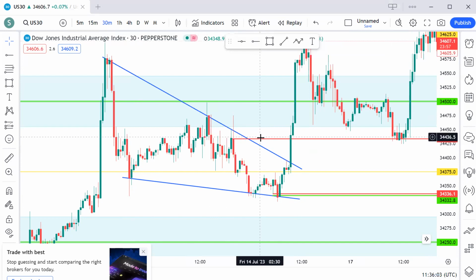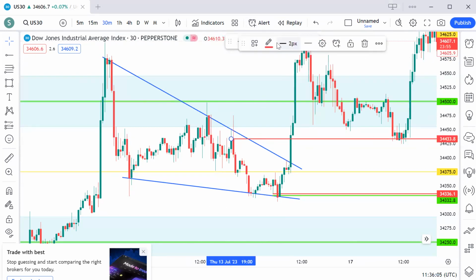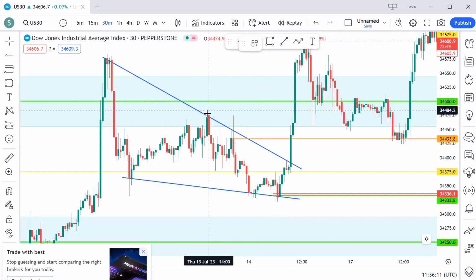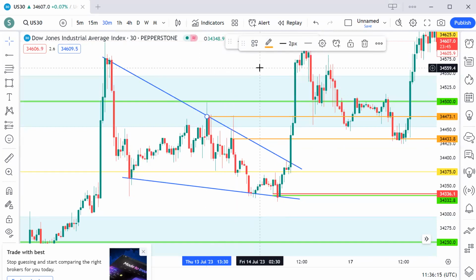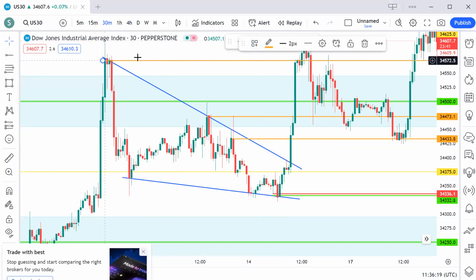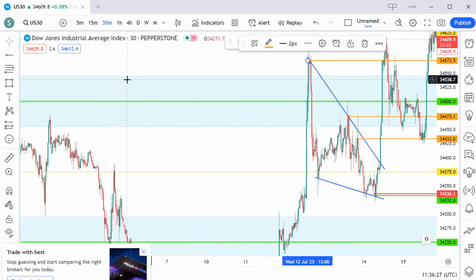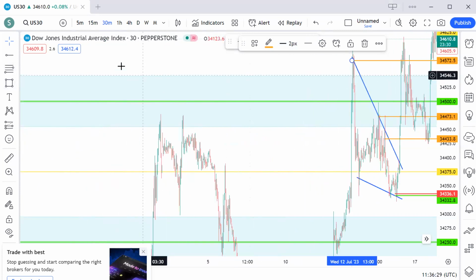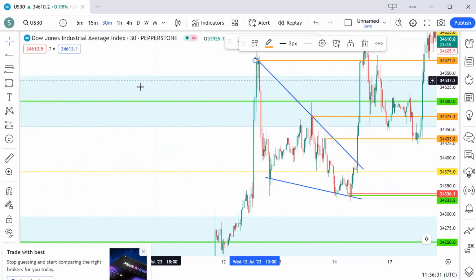Let me change this color. We've got TP1. We've got TP2. We've got TP3. If you've got more positions in, you're more than welcome to target more highs further back in the chart. That's your reference point, always to the left.